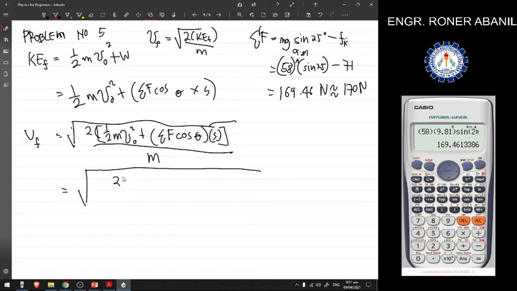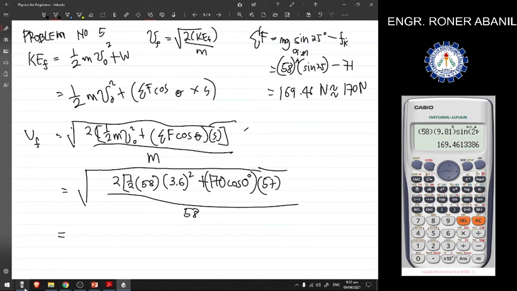So, 1/2, no? Ano yung mass? 58. Ayan. What is the initial velocity? 3.6 squared plus summation of F, yung kanina 170. Cosine theta, 0 degrees. Multiply natin ito ng s na 57. So, over the mass ulit, 58.